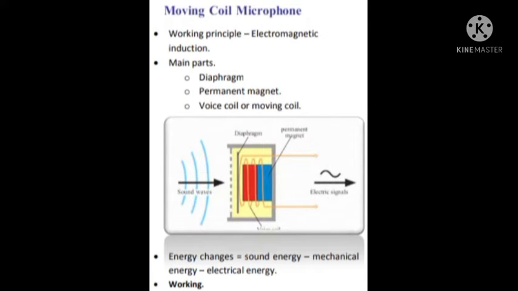Moving coil microphone. Working principle is electromagnetic induction. Main parts: diaphragm, permanent magnet, voice coil or moving coil. Energy changes: sound energy changes into mechanical energy, then it is converted into electrical energy. A moving coil microphone figure is given and questions are asked related to parts and working principle, etc.